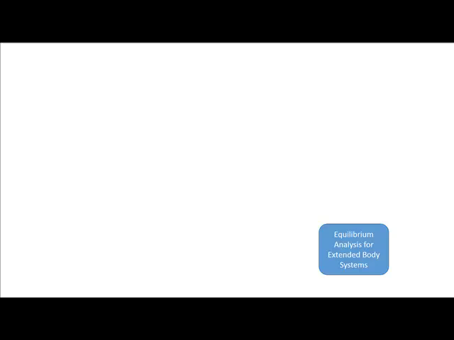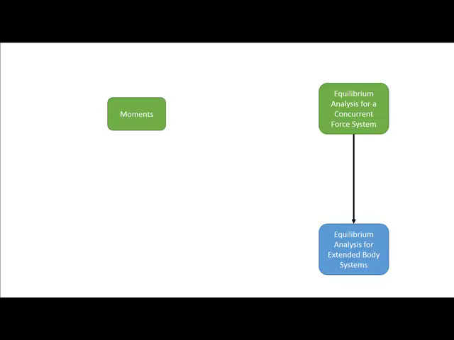Okay, so for this Chapter 3 introduction, we're going to talk about equilibrium analysis in extended body systems. This is different than concurrent force systems. So what we're going to do in this, we're going to take what we were doing with concurrent force systems and we're going to add in a new part. So we still sum up all the forces, make them equal to 0, just like we did before, but now we have to worry about moments. We have to worry about moments because we are no longer in a concurrent force system. Some of those forces are going to cause moments.